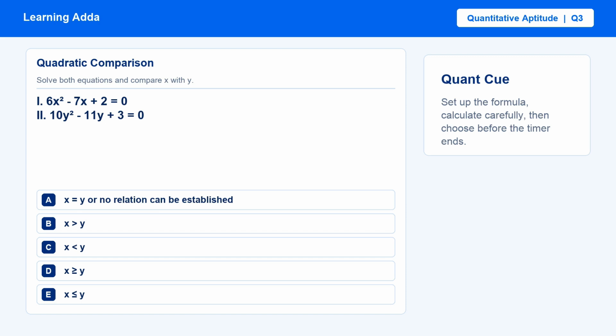Question 3. Equation 1: 6x squared minus 7x plus 2 is equal to 0. Equation 2: 10y squared minus 11y plus 3 is equal to 0.